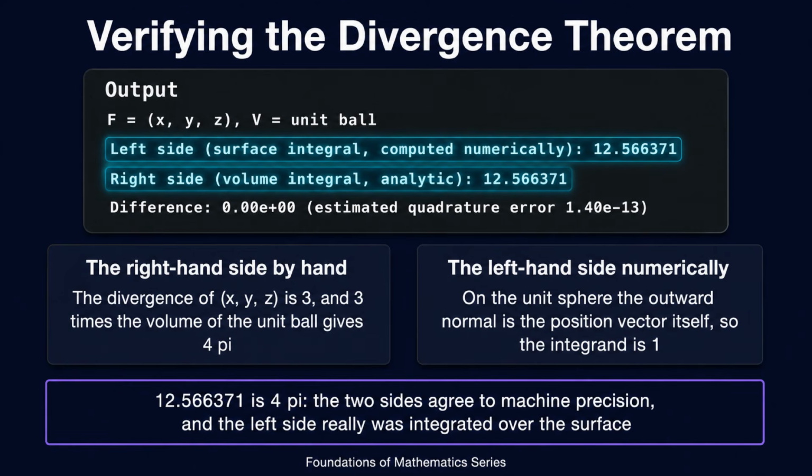The left-hand side is computed numerically over the sphere. On the unit sphere, the outward unit normal is the position vector itself, so f dotted with n equals x squared plus y squared plus z squared, which is 1 on the surface. Integrating that with the surface element gives 12.566371, matching the analytic right-hand side exactly, with an estimated quadrature error of 1.4 times 10 to the minus 13. That number is 4π, and the left side really was integrated over the surface rather than assigned the answer.